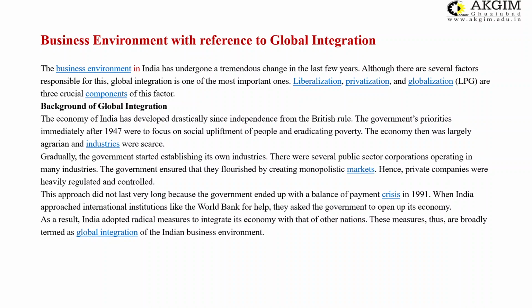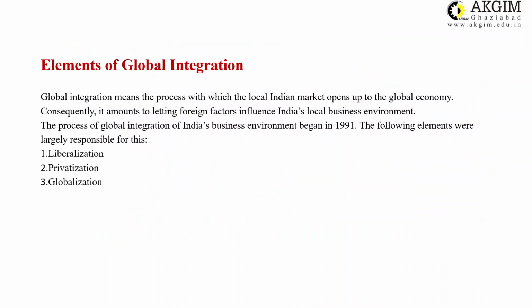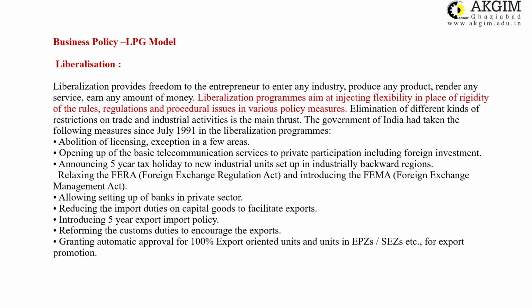The measures of global integration include liberalization, privatization and globalization. The first important component of global integration is liberalization. Liberalization means flexibility. It means providing freedom to the entrepreneur, so that they may enter any industry, produce any product, or render any service. This kind of flexible approach or freedom to entrepreneurs may be defined as liberalization.